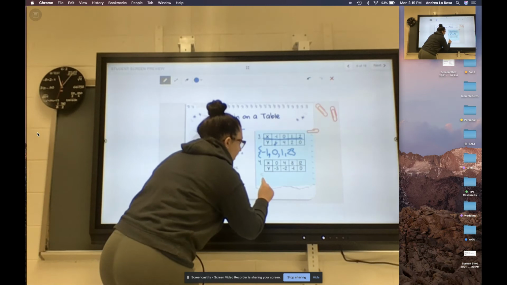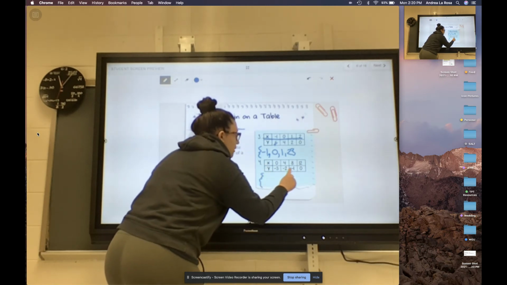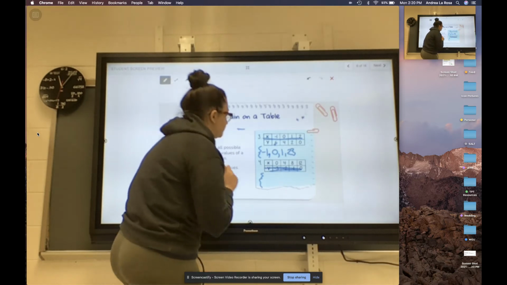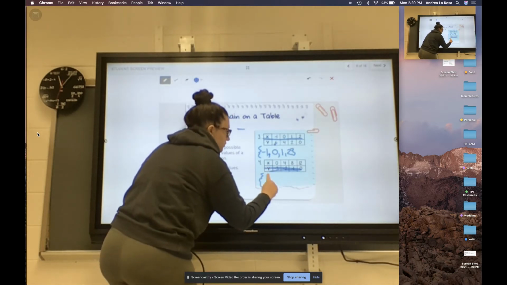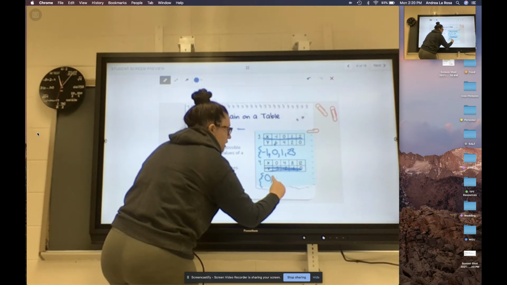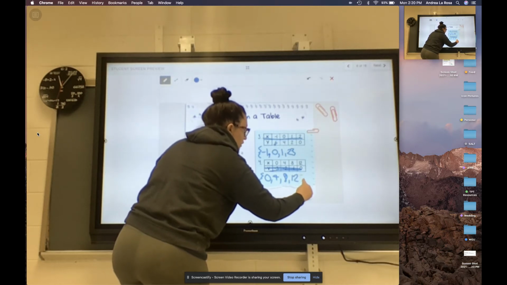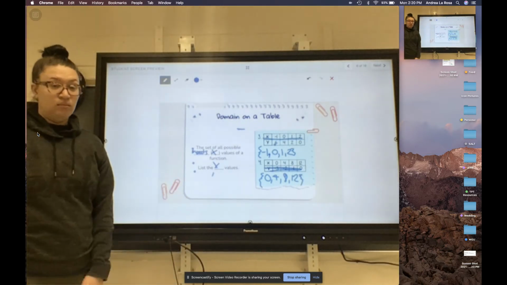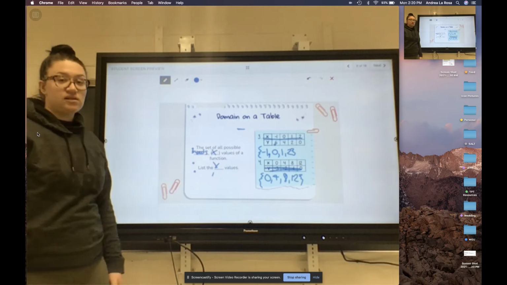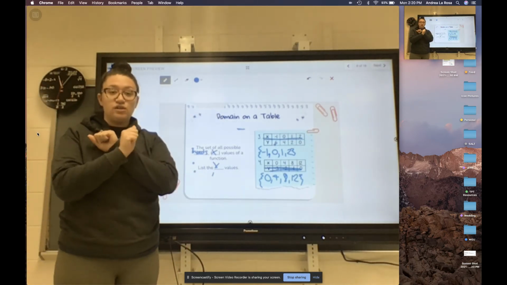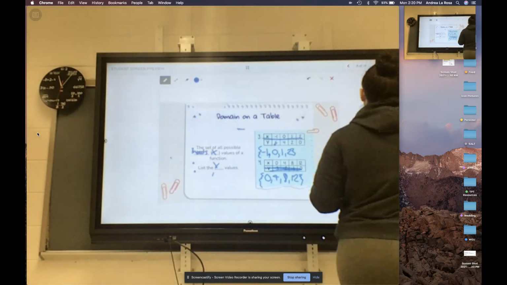Again, I want my bracket. I don't care about my y's. I only want my x's. I see I have 0, 4, 8, 12. That's it. I just have to write down my x values. The hardest thing is remembering that your domain is your x. Your domain is your x. That's the hardest thing to remember.